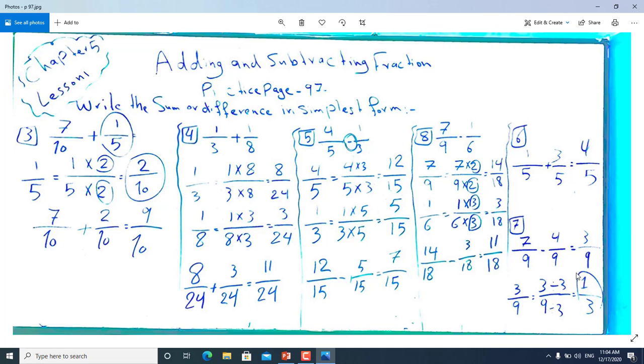But 3 over 9 is not the simplest fraction because between 3 and 9 we can find a number we can divide 3 and 9 by. We have a common factor between them. 3 divided by 3 is 1 and 9 divided by 3 is 3. Now 1 over 3 is the simplest fraction.